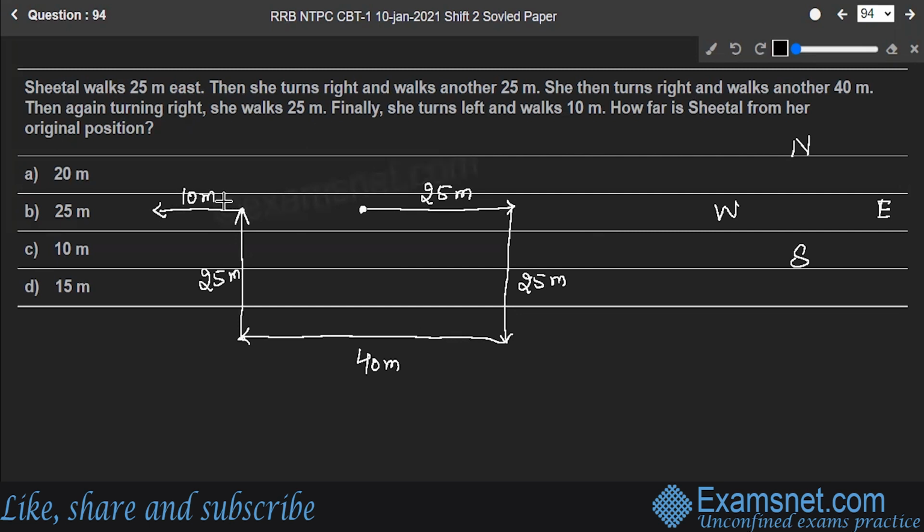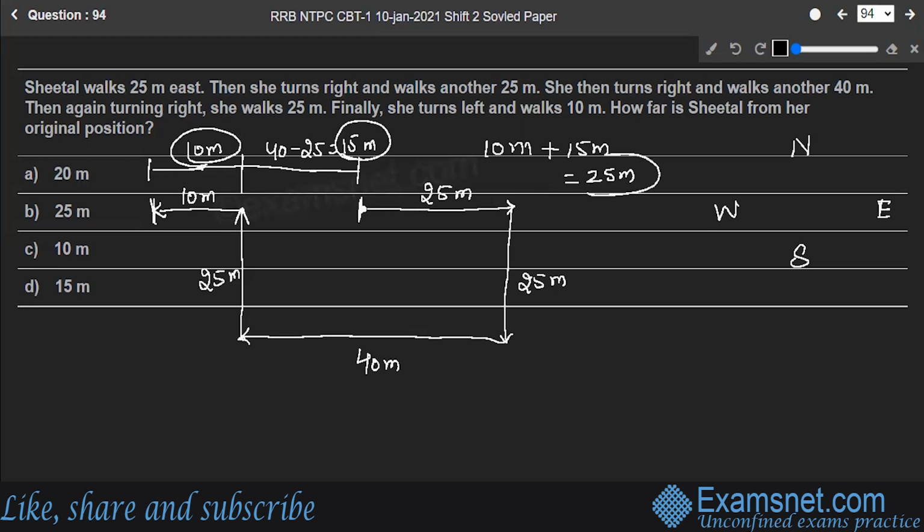How far is Sheetal from her original position? So this was her original position. This is her final position. You have to find out this distance. Okay. First of all, this much is equal to 40 minus 25. That is 15 meters. And this is 10, of course. So this whole will be 10 meters plus 15 meters, which is 25 meters. So option B is the correct answer to the question. Hope you understood this. Let's move to the next question.